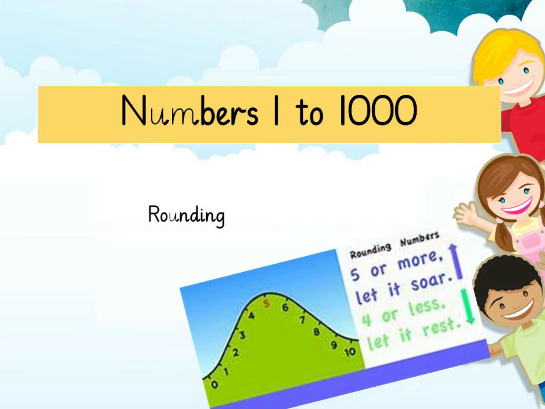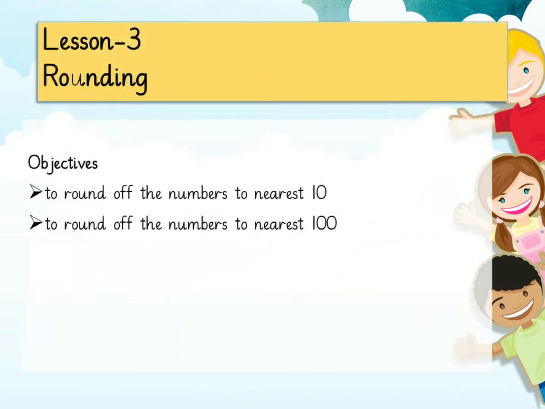Coming towards the third lesson for this week, for the chapter number 1 to 1000. The topic is rounding. Objectives for today's lesson are to round off the numbers to nearest 10, to round off the numbers to nearest 100.